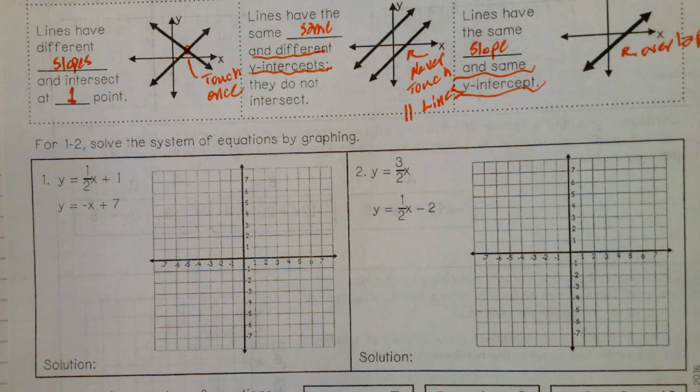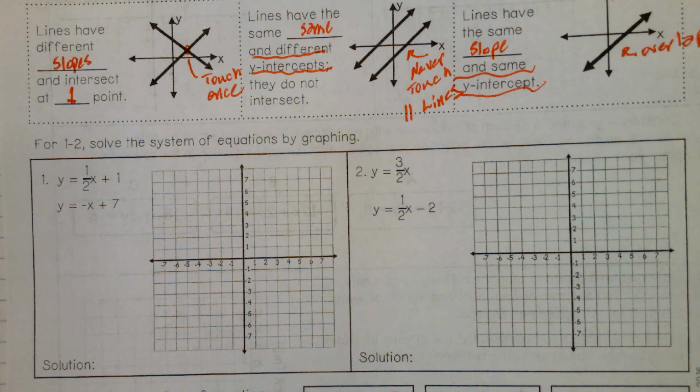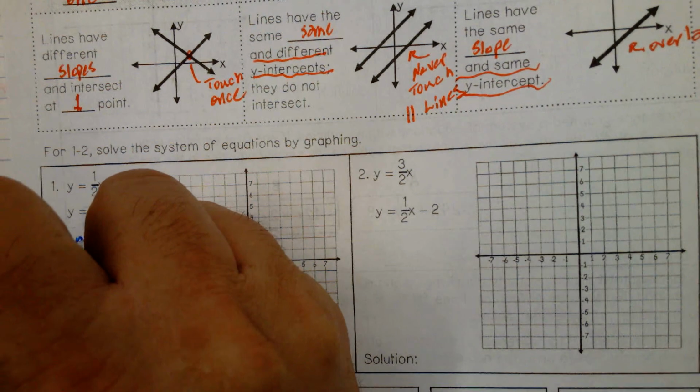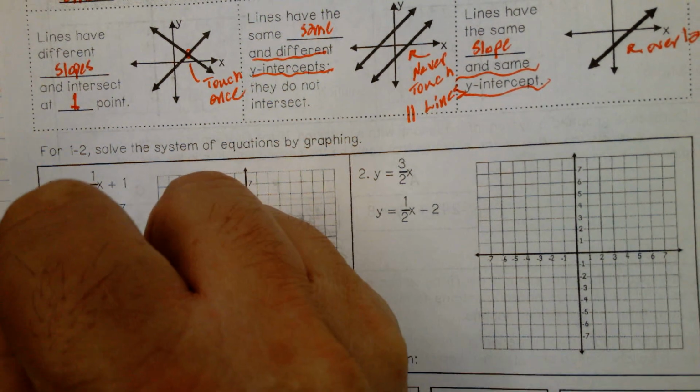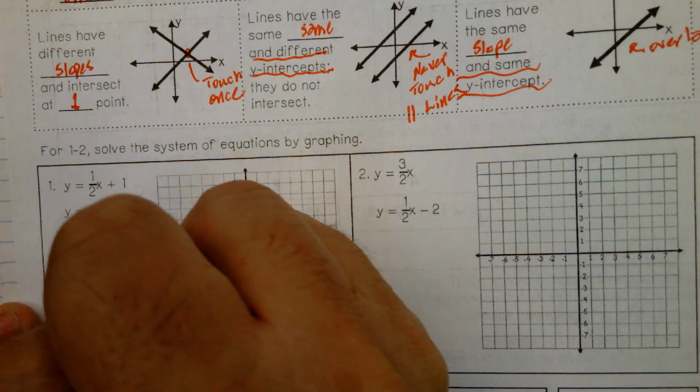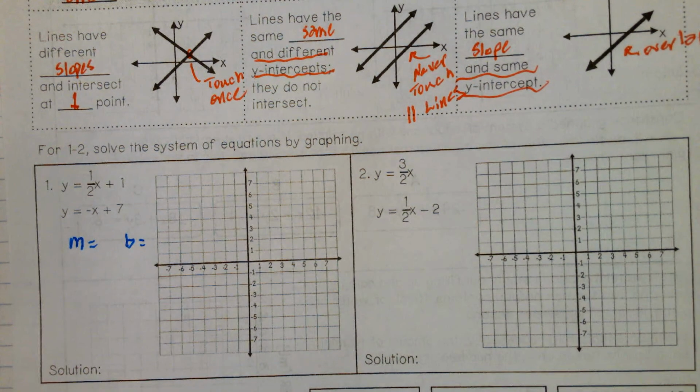Everybody get ready. I noticed that both equations are in slope-intercept form. That's good because those are the easiest lines to graph. So let's start with this one. Y equals 1/2 x plus 1. So I'm going to write down the slope and the y-intercept because I need those two numbers. Okay? So let's pluck them out of here.